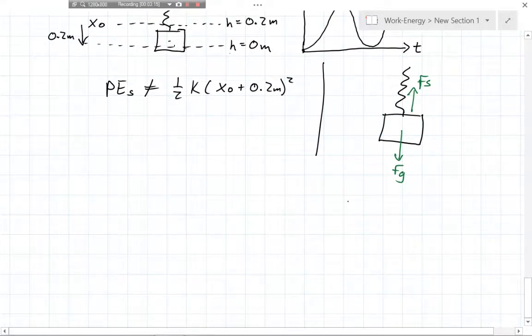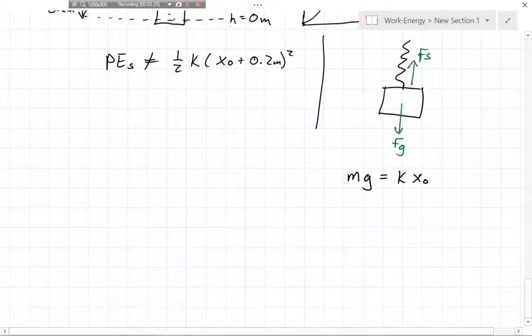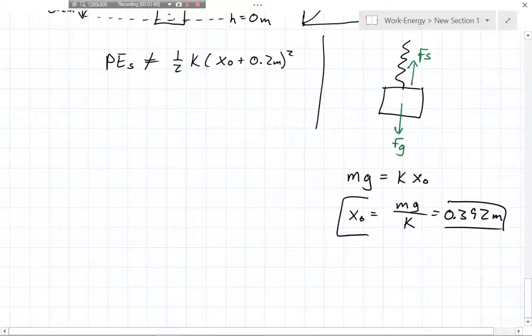So the force due to gravity is mg, the spring force is k delta x, and in this case, when they're equal, I call that delta x x naught. So solving for this x naught, we can see that x naught is equal to mg divided by the spring constant. And it turns out that this is equal to 0.392 meters. So this is how far the spring would be stretched if the mass was just hanging there.